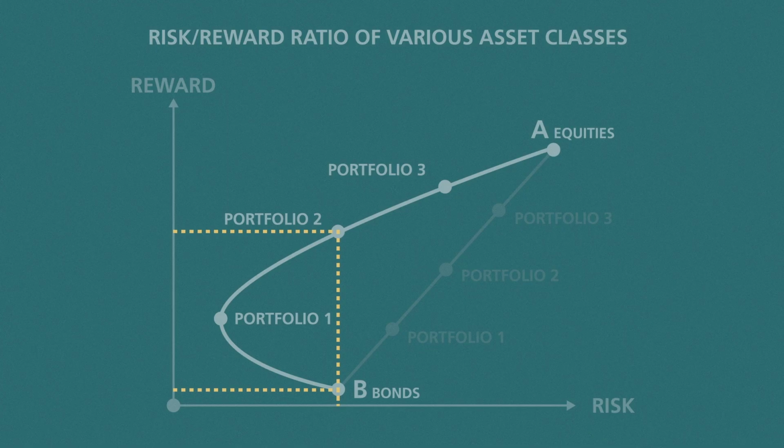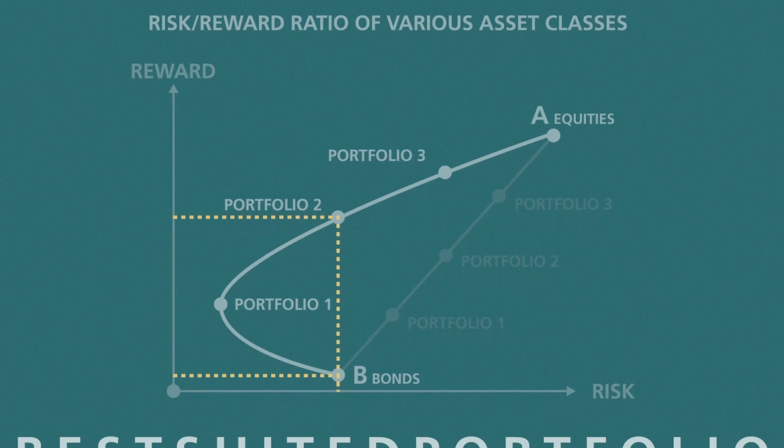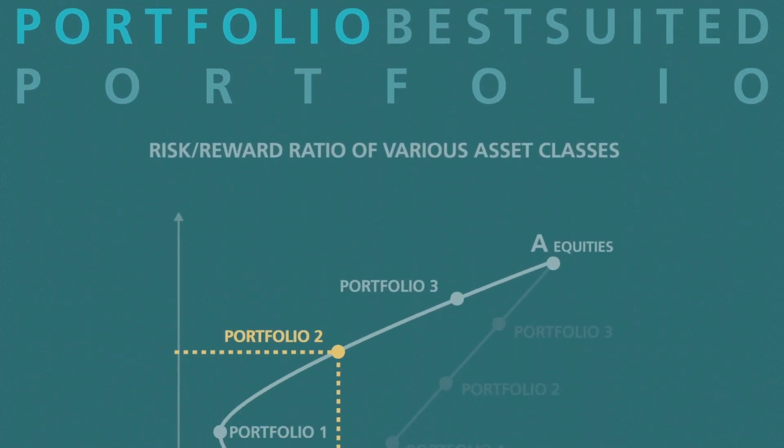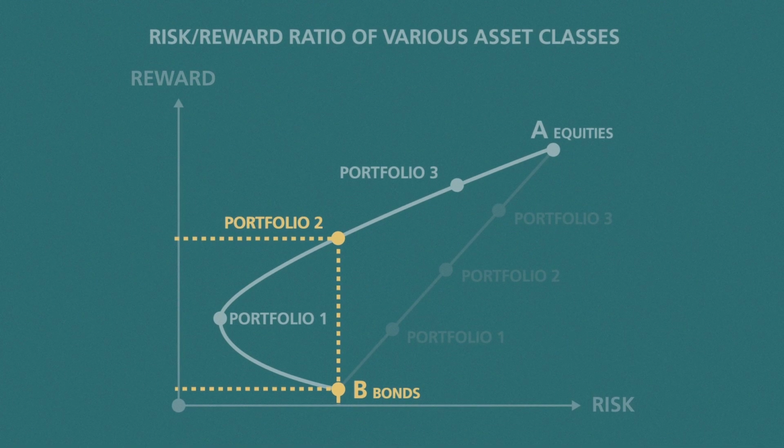So, how do you find the portfolio that is best suited to you? Your individual risk profile, your ability and willingness to take risks when investing, is key here. The greater your ability and willingness to take risks, the more you can invest in higher-yielding, riskier asset classes. So you're moving upwards and to the right along the efficient frontier curve.